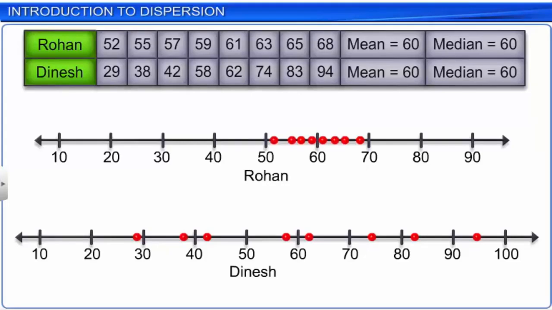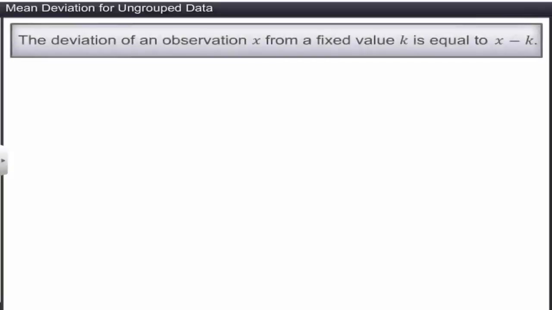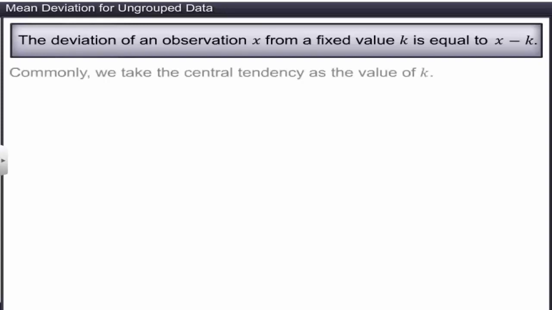Hence, in order to decide the performance, the variability of the extent of the numerical values is necessary, which is called the dispersion. In this module, you will learn to find the mean deviation for ungrouped data. We know that the deviation of an observation x from a fixed value k is equal to x minus k. For the sake of convenience, we take the mean or the median as the fixed value k.